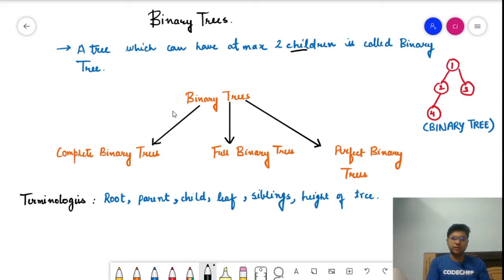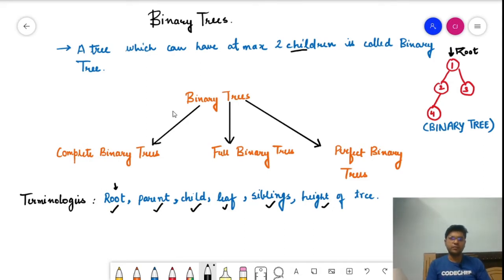There are some terminologies associated with a tree: root, parent, child, leaf, siblings, height of a tree. So let's discuss each terminology step by step. First of all, the root. This particular node is the starting of the tree, from which the tree originates, from which branches and children originate until we get to the leaf nodes. This starting point of the tree is called the root node.